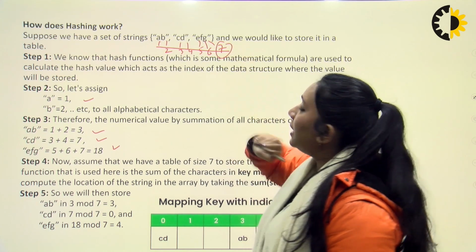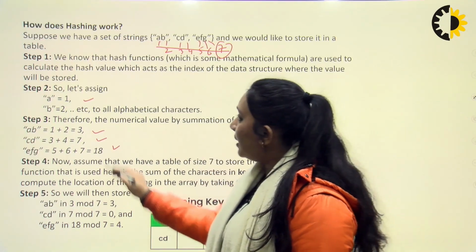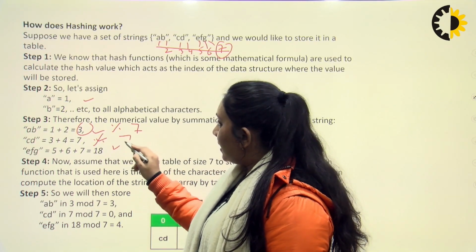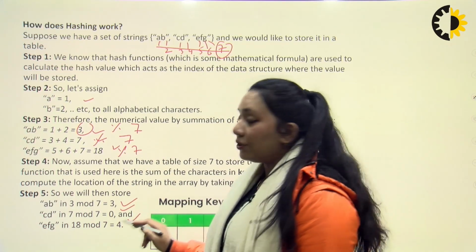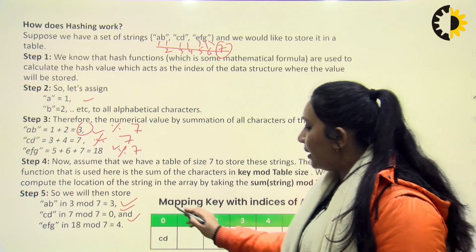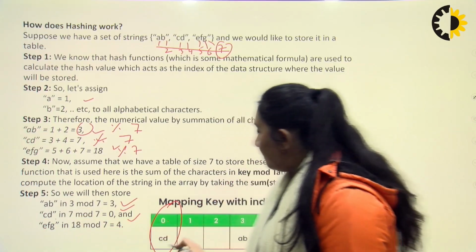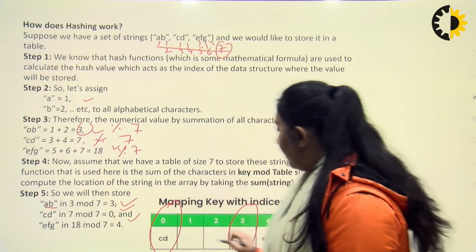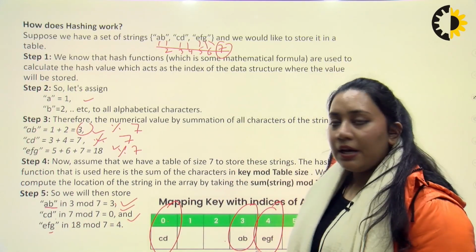Mod with 7. The last element is 7, right? So similarly, 3 mod 7, 7 mod 7, 18 mod 7. The values we get are 3, 0 and 4. 3, 0 and 4 are the indices in the hash table. At 0 we will get CD. At 3 you will get the AB value, and at 4 you will get EFG, right?